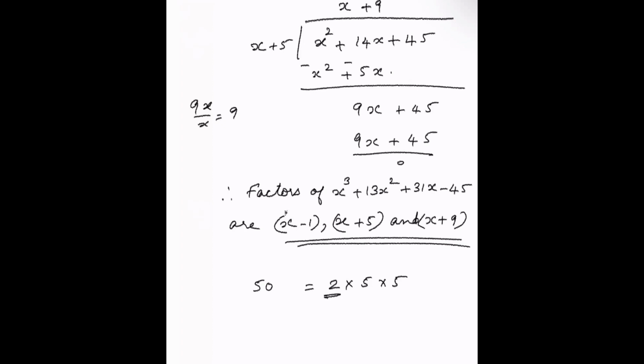50 has got 3 prime factors. What are the 3 prime factors of 50? 2 into 5 into 5, and I'm giving you just 2. Are you getting me? If I say one of the prime factors of 50 is 2, find the other 2 prime factors. What are the other 2 prime factors? 5 and 5. That's all.